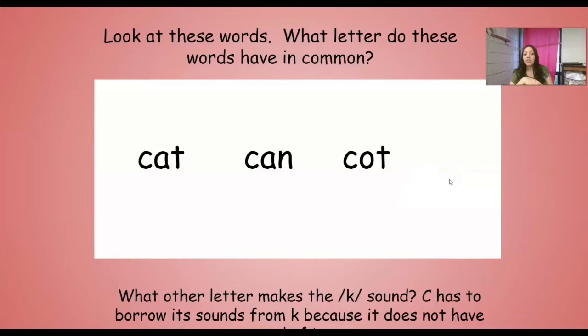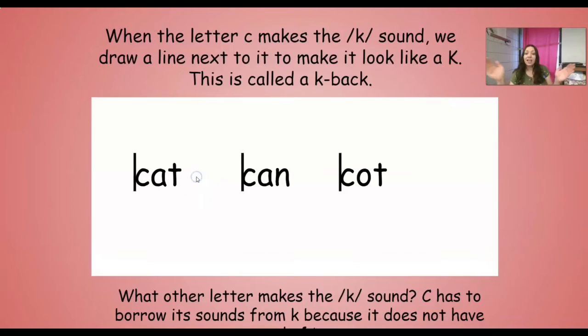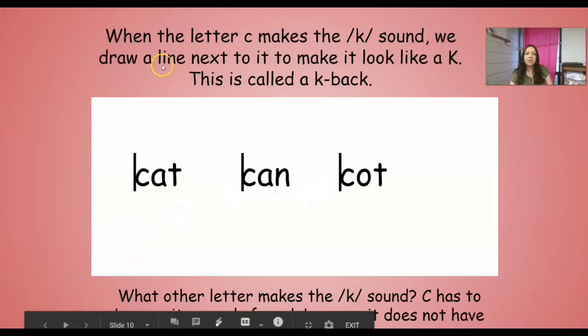So we know that the K and the C both make that K sound. So C doesn't have its own sound. It borrows its sound from K. And we're going to talk about how we know when to use it when it's a K and when it's a C. So let's sound out these words real quick. We have k, at, cat. Good job. K, an, can. Perfect. And caught.